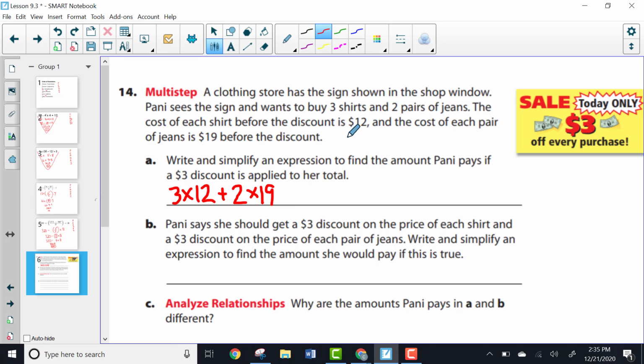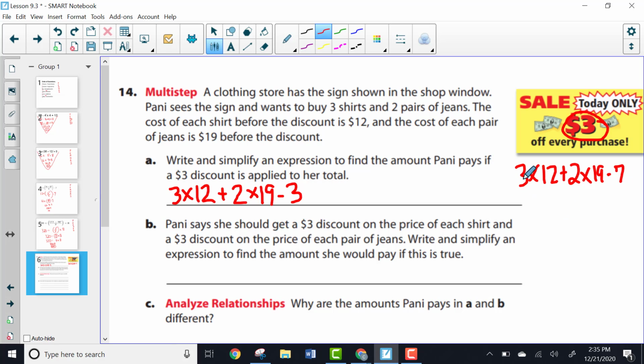Now we know that this is $3 off every purchase. Okay, so this is one purchase here, and we're going to subtract $3 from it because it's from every purchase. Now we'll work this problem out. So 3 times 12 plus 2 times 19 minus 7. I know I'm kind of squeezing this in here, but that's okay.